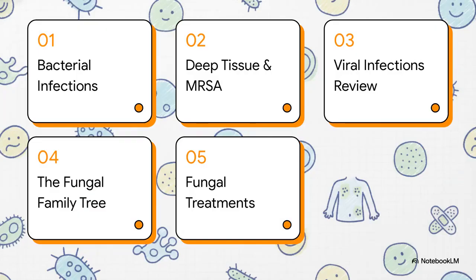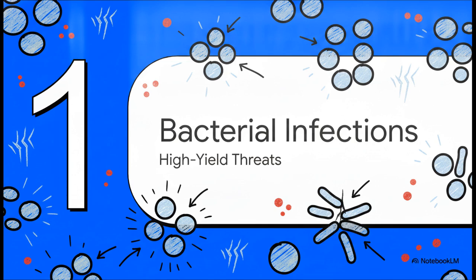Here's our agenda. We'll kick things off with high-yield bacterial infections, move into deep tissue and MRSA threats, quickly review viral infections, map out the fungal family tree, and wrap up with essential fungal treatments. Section 1. High-yield bacterial infections.